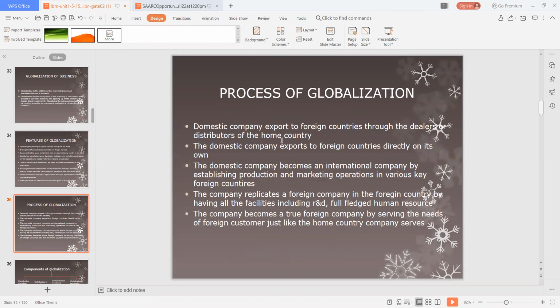So, the process of globalization: the domestic company exports to foreign countries through dealers and distributors in the home country. The domestic company becomes an international company by establishing production and marketing operations in various key foreign countries. The company replicates the home country by having all the facilities in the foreign country, including R&D and full-fledged human resources. The company becomes a true global company by serving the needs of foreign customers, just like the home country company serves.